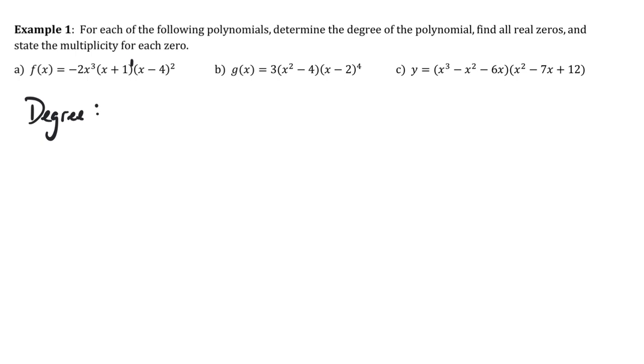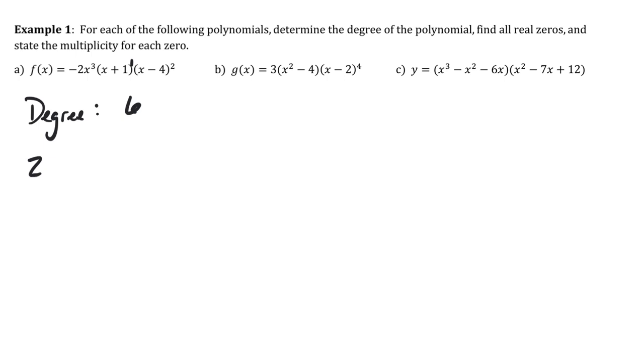And I have multiple x's. So I'm going to look at the degree with each of those factors, and I'm going to add them all up, and that should equal the degree of our polynomial function. So I got a 3, a 1, and a 2. That gives me a 6.